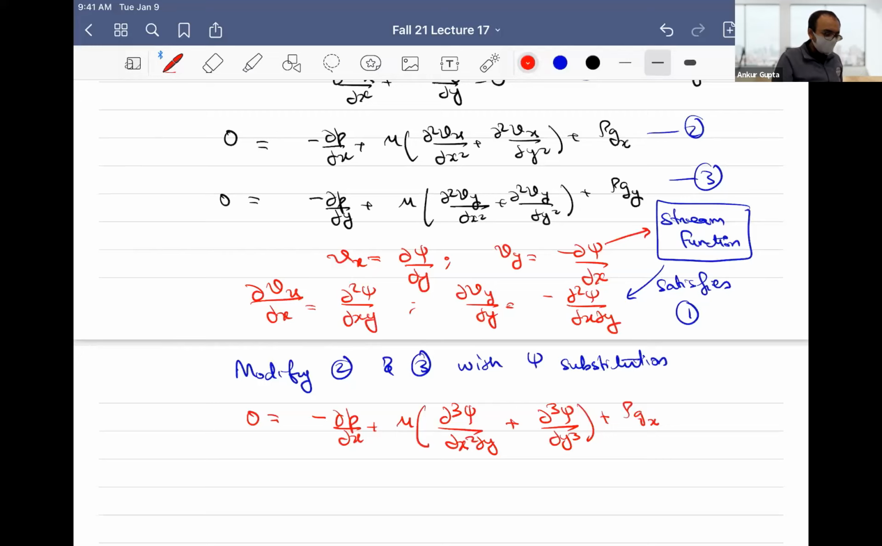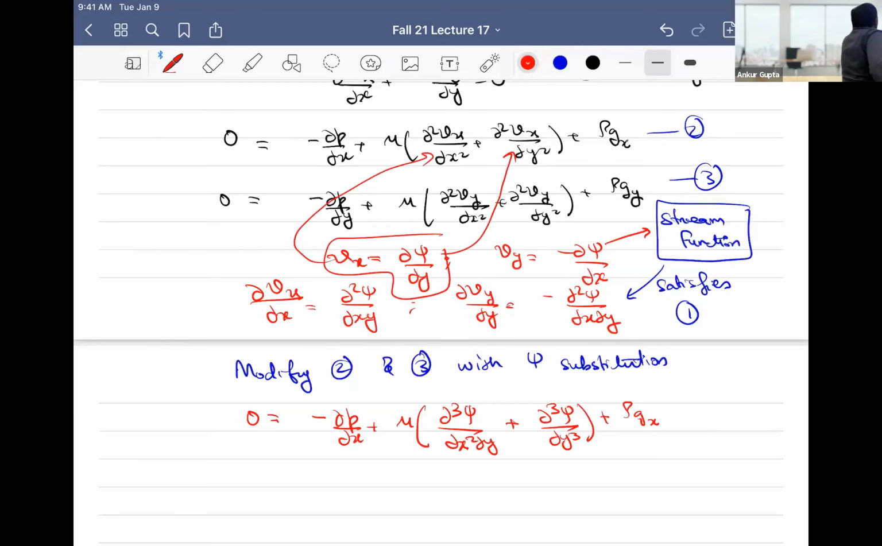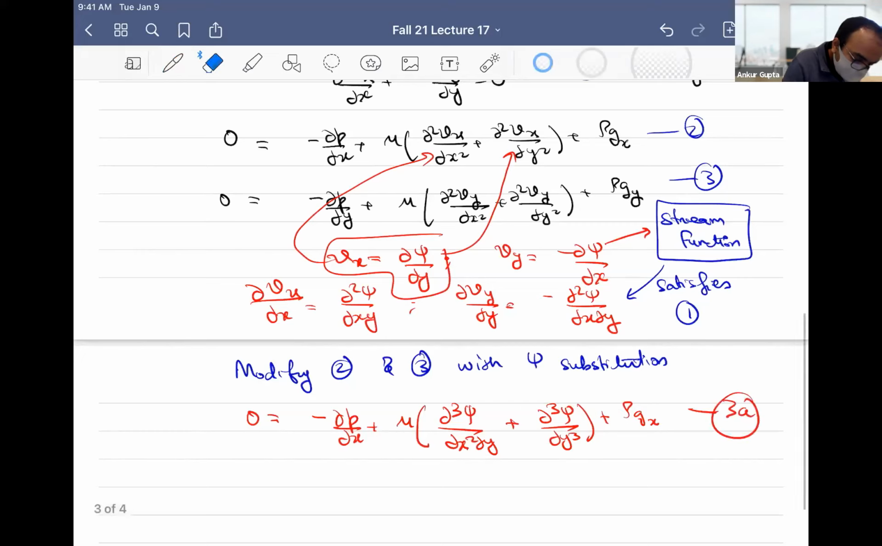So I have just substituted this expression here. So the second derivative will now become a third derivative. Now the del x del y, and then the second derivative of y will just become a third derivative with respect to y. Any questions for this first modification of psi? All make sense? All right. Okay. So this is my, let's say, 2a, to get the equation.